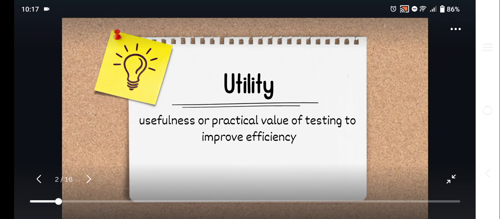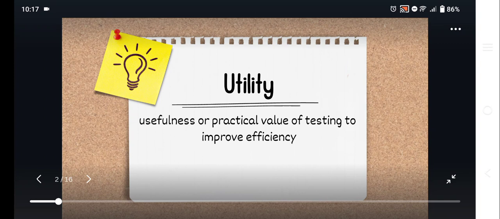So, the topic we have today is utility. Ano nga ba yung utility? Utility is the usefulness or practical value of testing to improve efficiency. It is also used to refer to the usefulness or practical value of a training program or intervention.